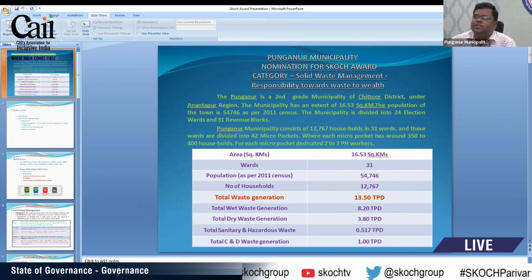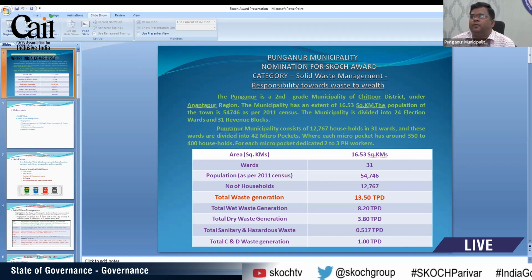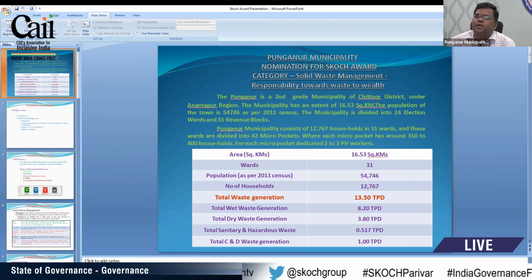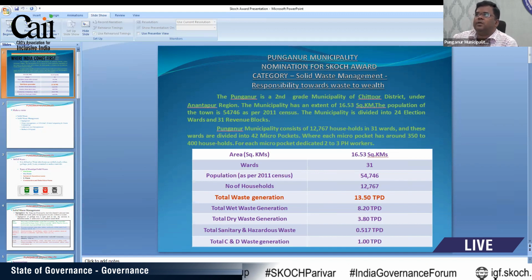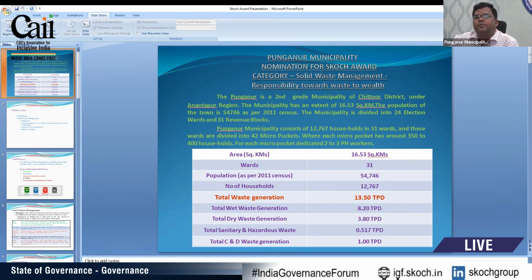The biggest challenge for us was to educate people that waste is wealth and therefore the waste should be properly segregated and handed over to the municipal authorities. Therefore, bringing attitudinal change itself is the biggest challenge for us. Initially, we started off identifying the total waste that needs to be managed at the municipal level. We worked it out, and it's around 13.5 tons per day, of which around 60% is wet waste and the remaining 30 to 40% is dry waste. There is also hazardous waste and C&D waste, that is construction and demolition waste.